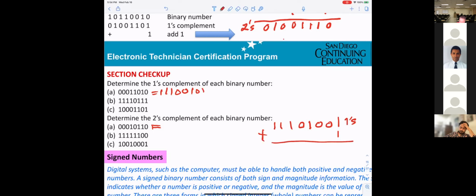1 adding to 1 is 0, carry 1. Carry 1, adding 1 to the next. Everything else stays the same. Anything you think is the same, just bring everything down. That means 1 here and 0 added to 1 gives you 1. Yeah, just bring everything down.